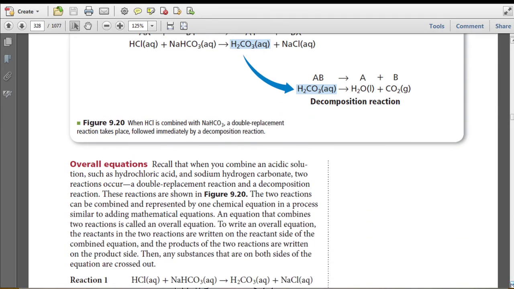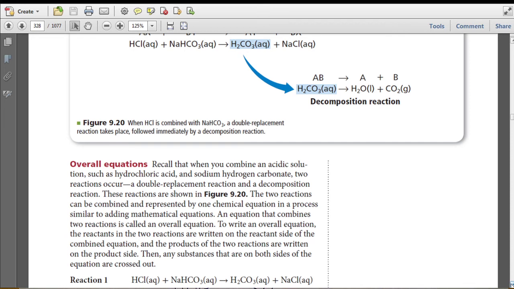Recall that when you combine an acidic solution such as hydrochloric acid and sodium hydrogen carbonate, 2 reactions occur, a double replacement and a decomposition reaction. These reactions are shown in figure 9.20. The 2 reactions can be combined and represented by one chemical equation in a process similar to adding mathematical equations. An equation that combines two reactions is called an overall equation.